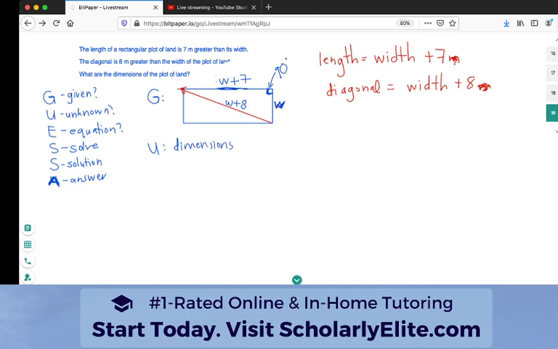So what we really are asking for is width and length. Great. Well, let's do that. What's the equation I'm going to use to solve for this? Well, simply enough, the Pythagorean theorem is actually going to be our number one guy in this situation.